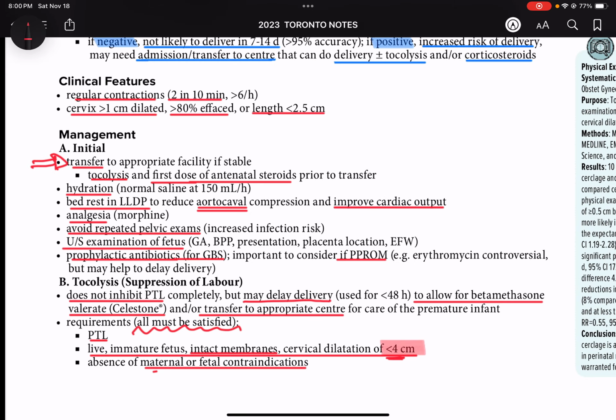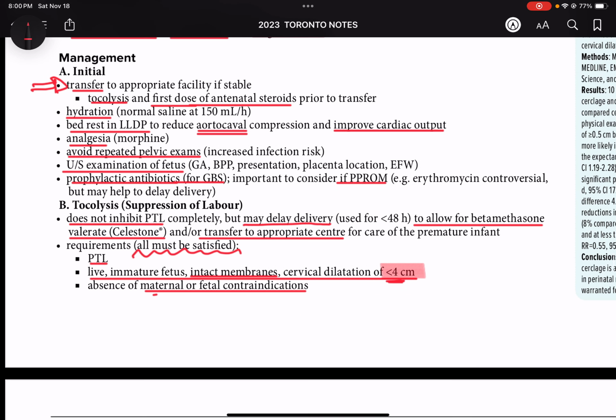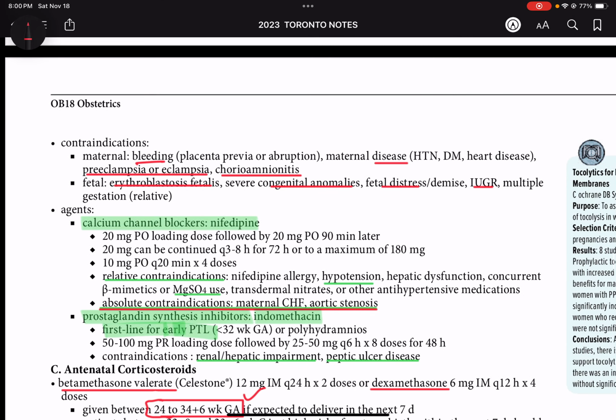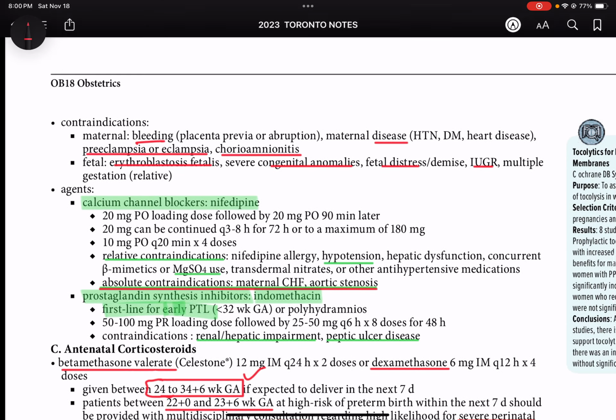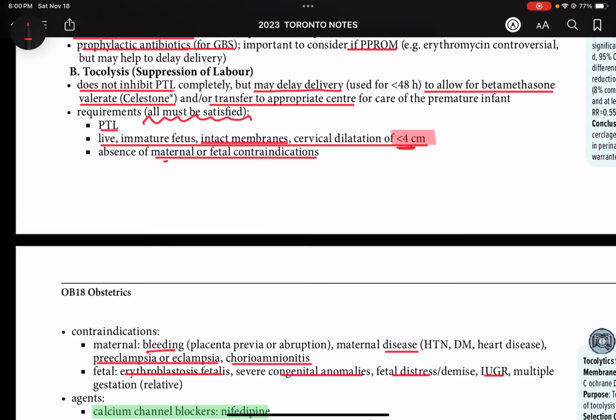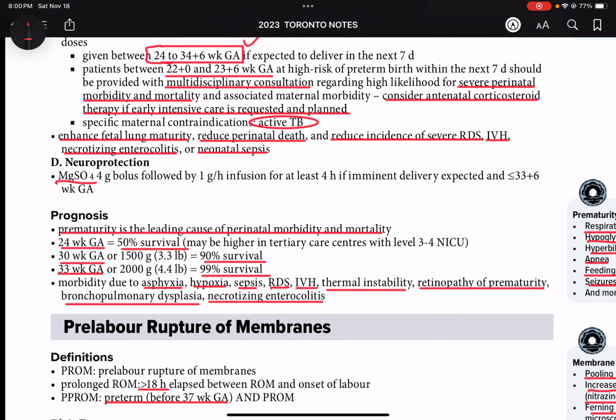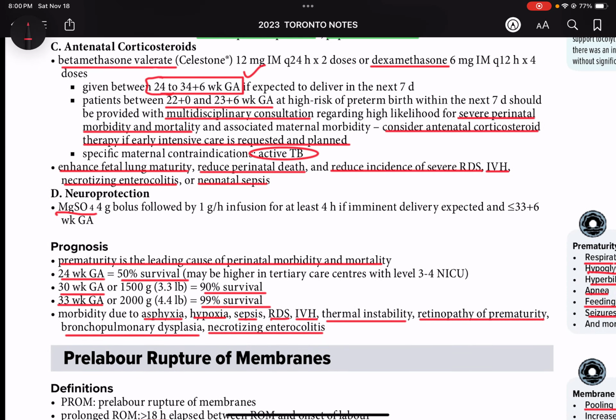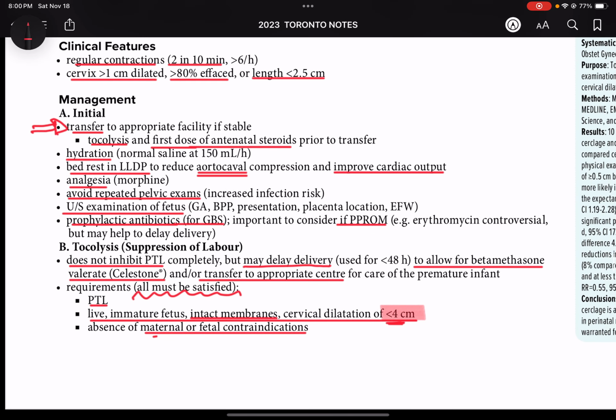So initially, it's just monitoring and making sure that we can transfer the patient as soon as possible. Then tocolysis, we have to try suppressing the labor so that we can start with some corticosteroids and make sure that the patient is transferred safely, and then some neuroprotection. So initial transfer, tocolysis, and first dose of antenatal steroids. Prior to transfer, make sure it's done during the way.